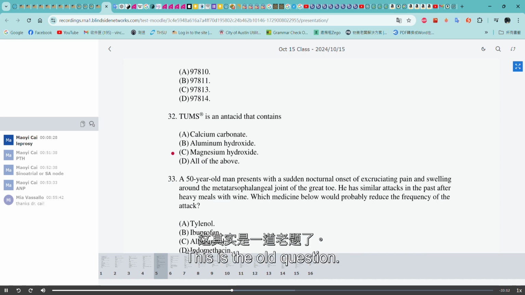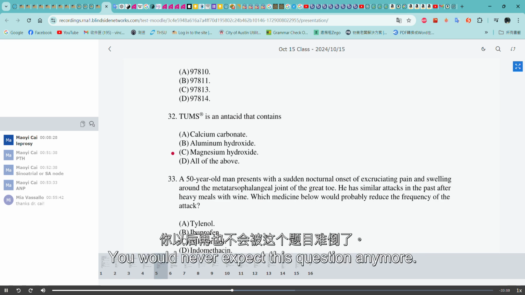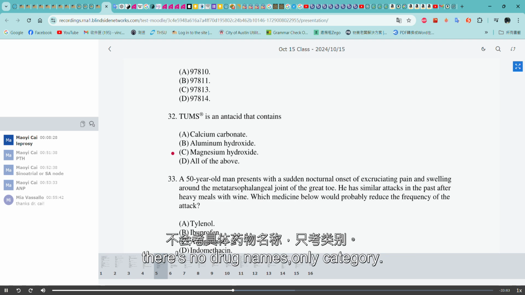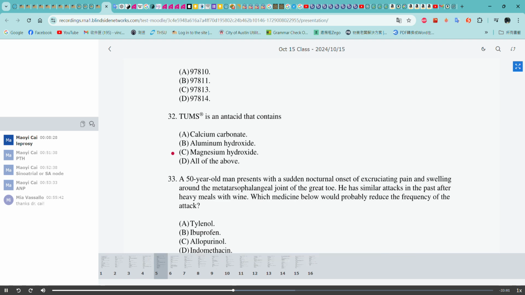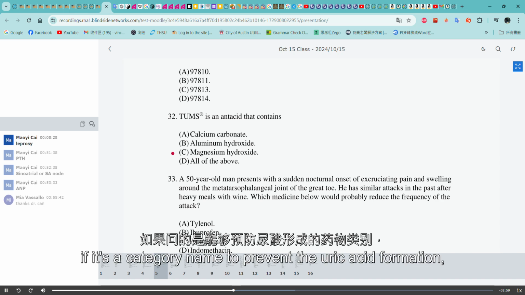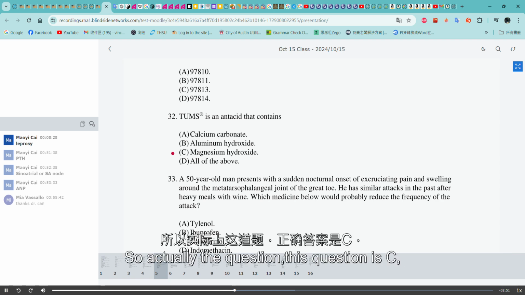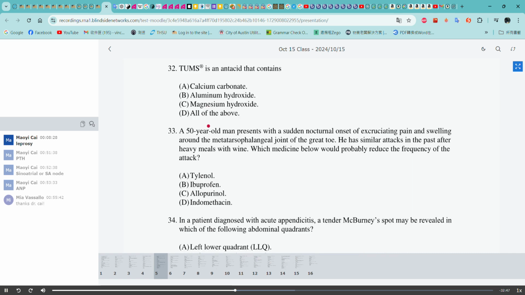But you know what? This is the old question. You would never expect this question anymore. You know why? They promise that on the national board exam there are no drug names, only categories. So if it's a category name to prevent uric acid formation, those are the drugs that can actually reduce the chance of a gout attack. So actually this question is a C, okay?